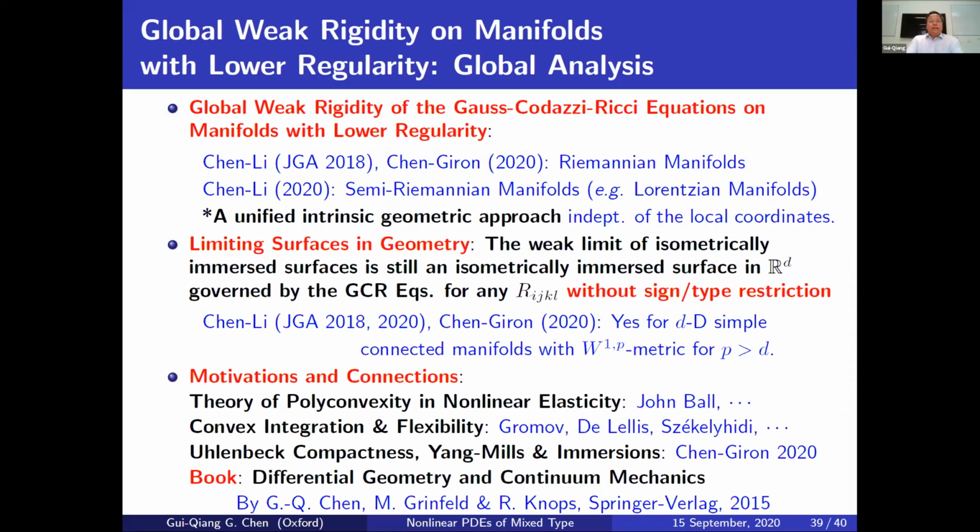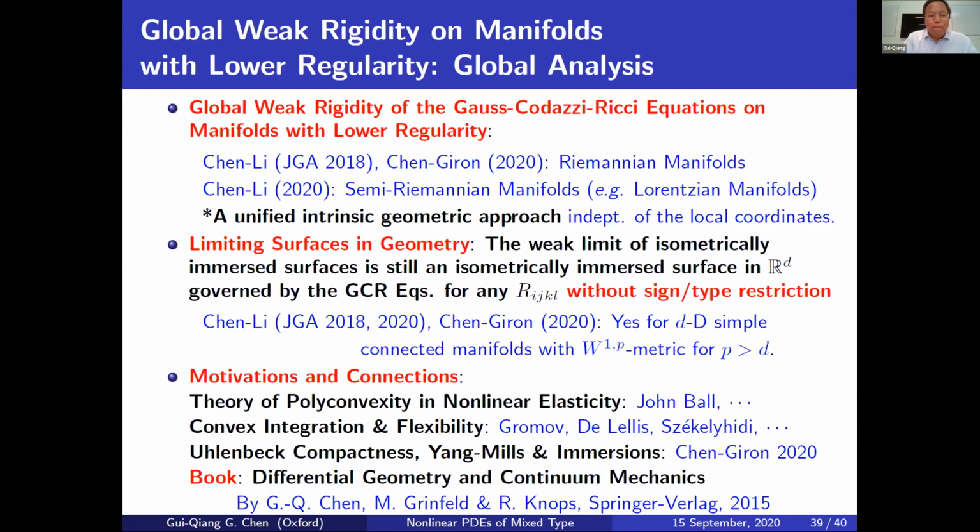So this is what I'll show you now: global weak regularity for the Gauss-Codazzi equations on Riemannian manifolds. Recently, we also extended this to semi-Riemannian manifolds, meaning the first fundamental form, the metric, is not positive definite, like a Lorentzian manifold. This you can also do. We developed a uniform intrinsic geometry approach, independent of local coordinates. This also applies correspondingly to immersed surfaces as well.